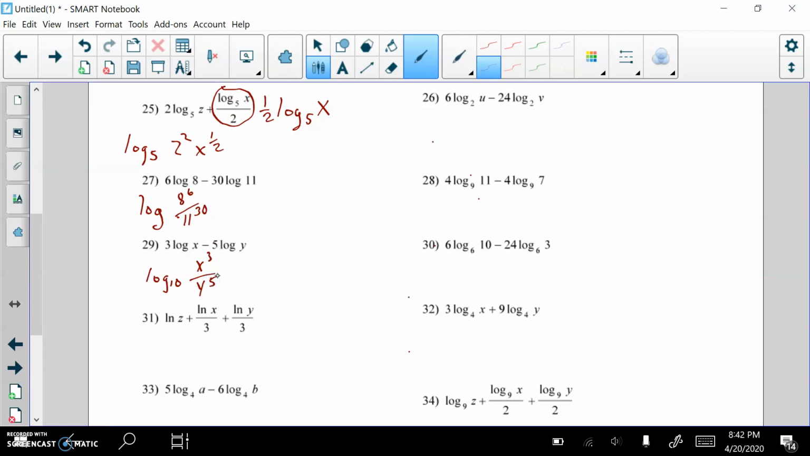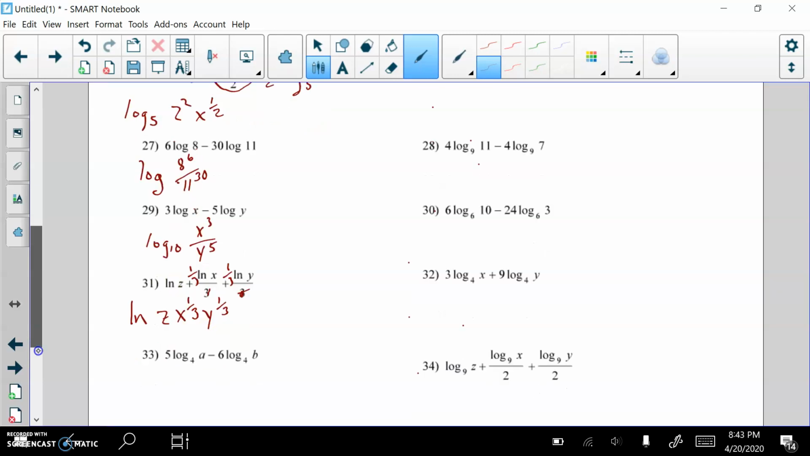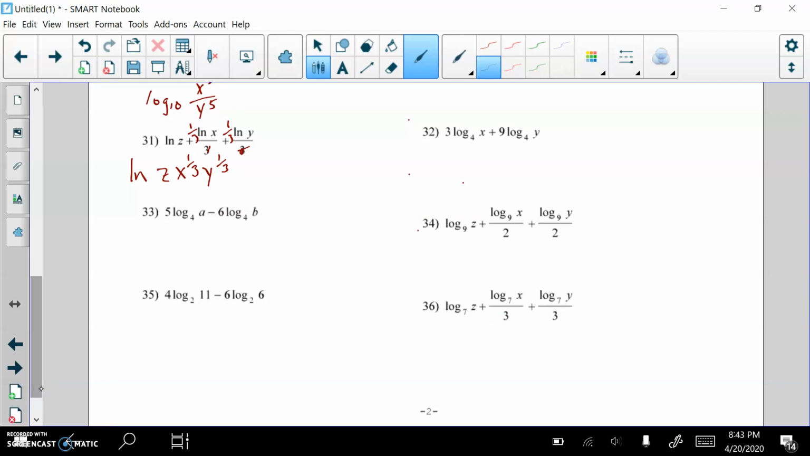Same thing on number 31 like we did on 25. Instead of dividing by 3, let's change that to 1/3 and 1/3. Everything's multiplied, so we have natural log of z, x to the 1/3, y to the 1/3, and if that bothers you that it's not in alphabetical order, fix it yourself. Oh, I got dots all over the place.